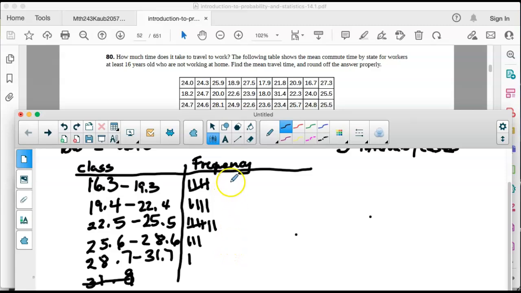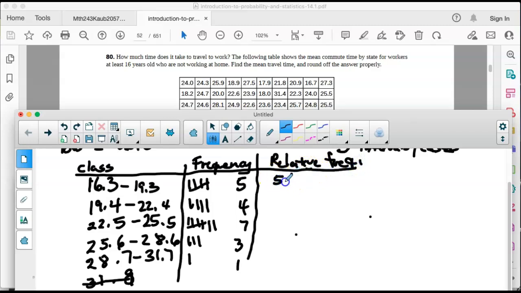Then we write down the frequency for this. I'm just going to use what I have here. We're going to do the first 20 numbers for the purpose of getting this finished in a short amount of time. So my frequency here is 5, 4, 7, 3, and 1. Relative frequency is the number divided by the total. Since I only did 2 rows, my total is 20. So 5 over 20, 4 over 20, 7 over 20, 3 over 20, and 1 over 20 are the relative frequencies.